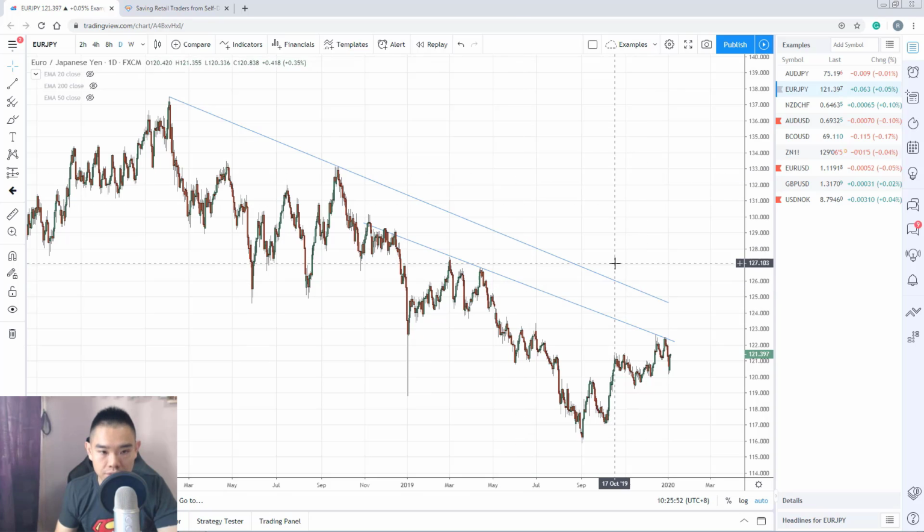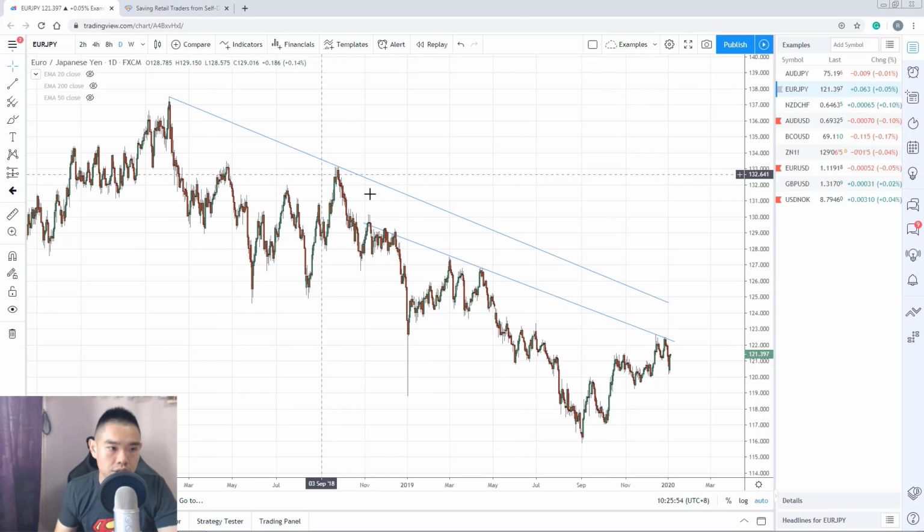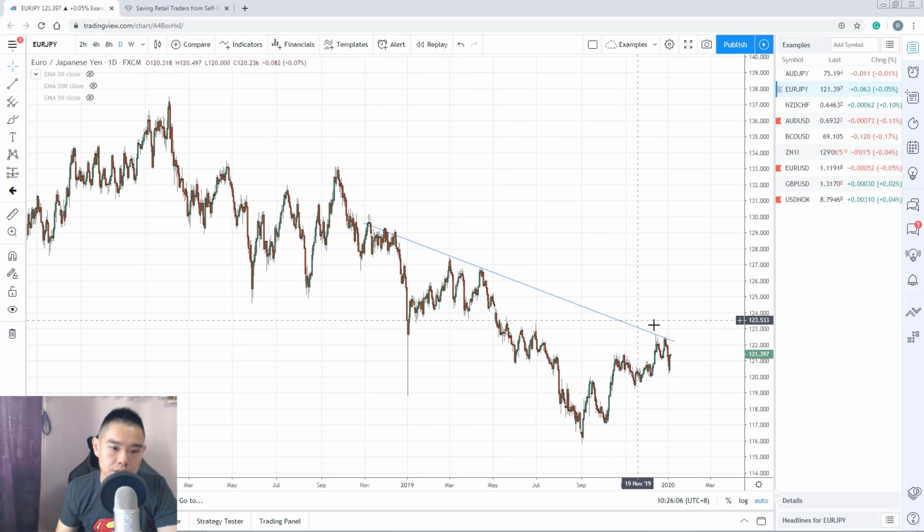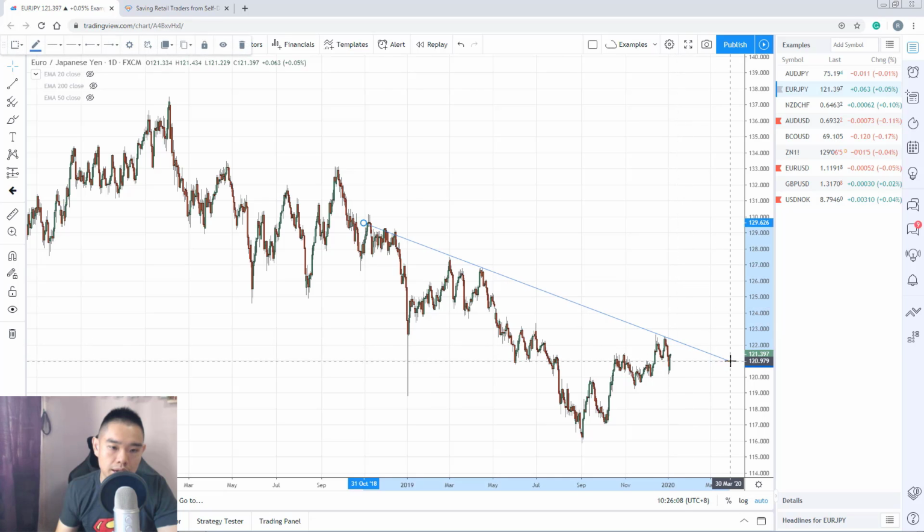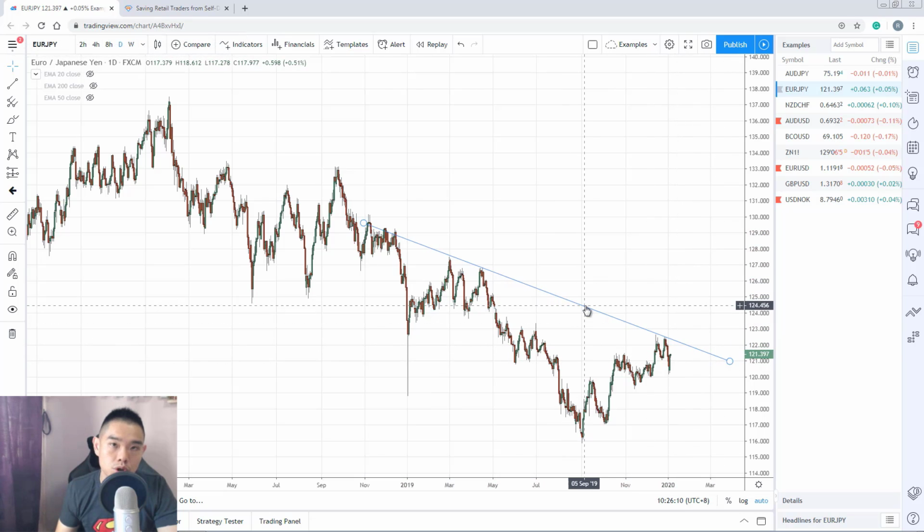In fact, if you draw from right to left for this one, you'll start from here to here, and then you extend this one all the way down. But I'll be more concerned with the recent price action, so I will just leave this trend line over here, and this will be the one that I'll be watching as of right now. So I give more weightage to the recent price action, and this is how I would draw this trend line at this point in time for Euro Yen.